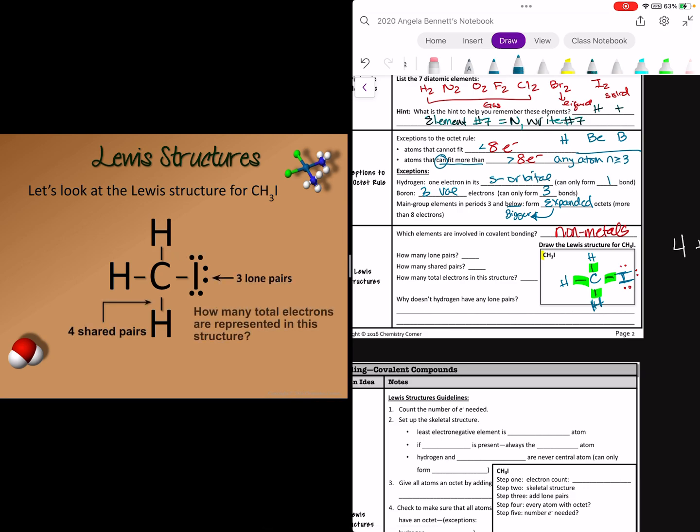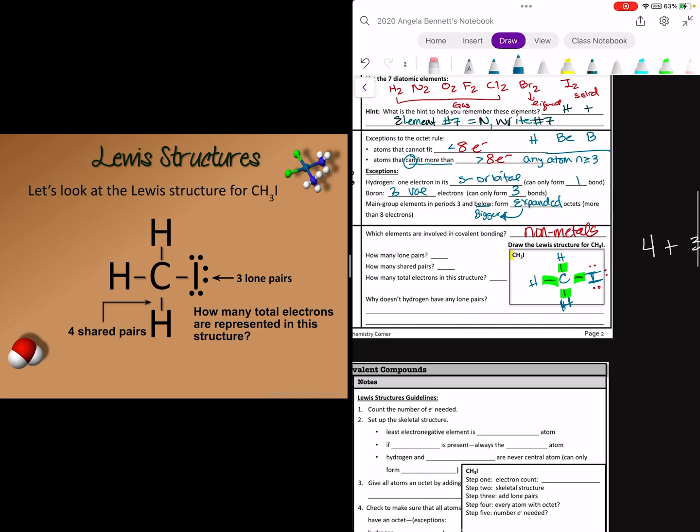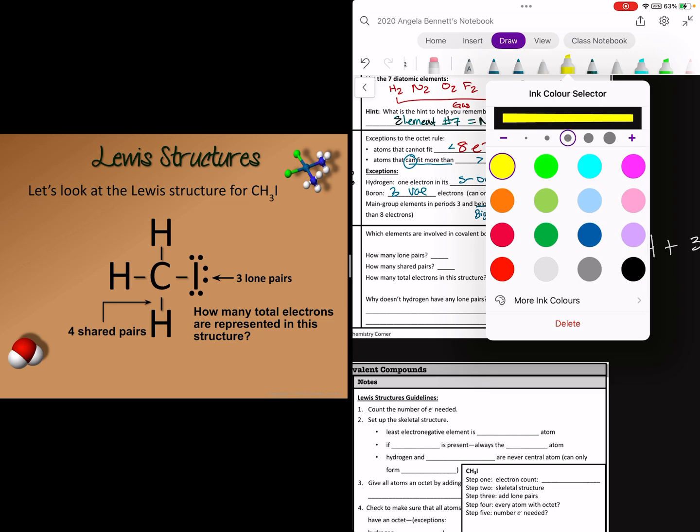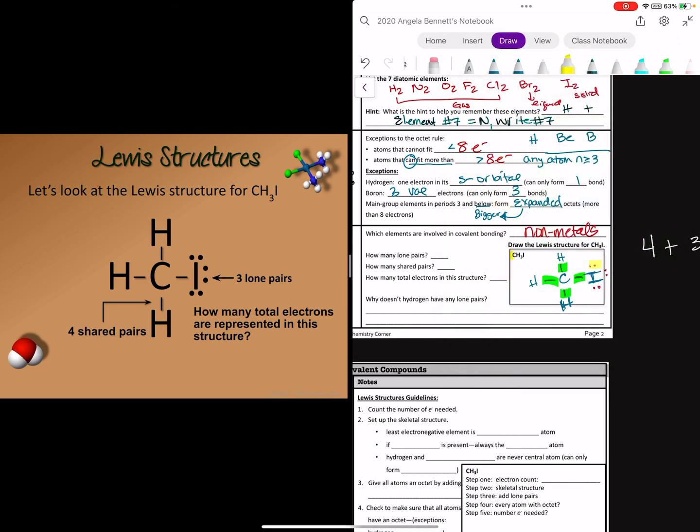Now, how many lone pairs does he have? Well, how many pairs of lone electrons that are by themselves? There are 3. Where are they? They're right around the iodine. There we go. 1, 2, 3. So we have 3 pairs, which equals a total of 6 electrons. How many shared pairs? Well, we already highlighted those in green, so there are 4, and that's 8 electrons. And we used 14 electrons, which was great because that's what we started with.